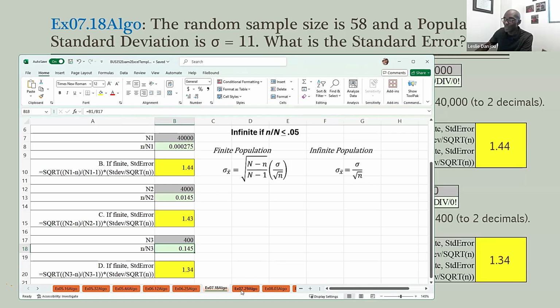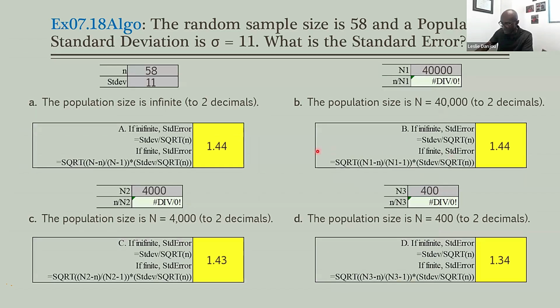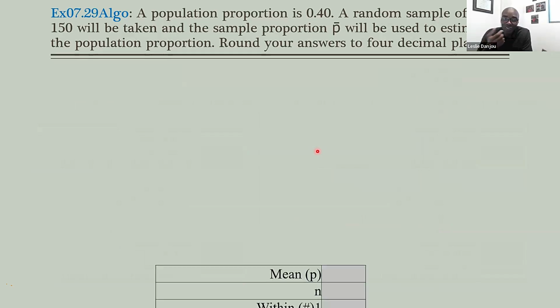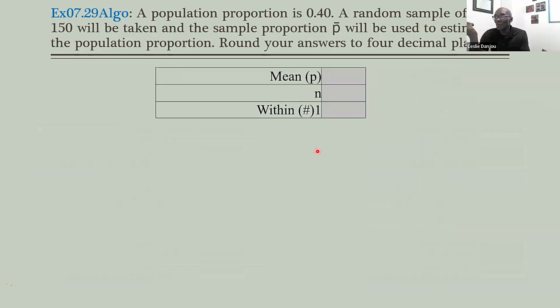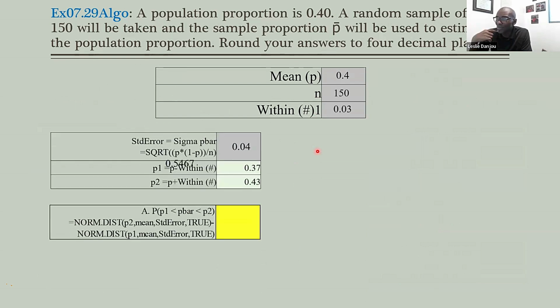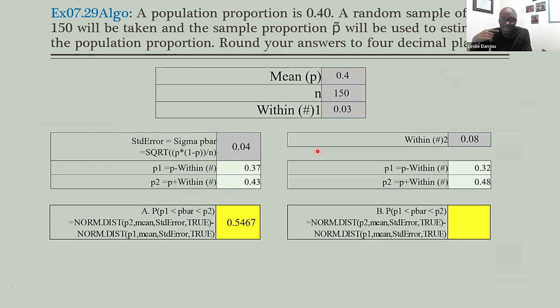All right, let's go to 7.29. On this one, we're dealing with proportions. Please plug in your proportion value. So plug in your proportion, plug in your sample size, plug in your within. Your within is going to show up in parts, I believe, question either A or B, one of those. It provides you the within value.